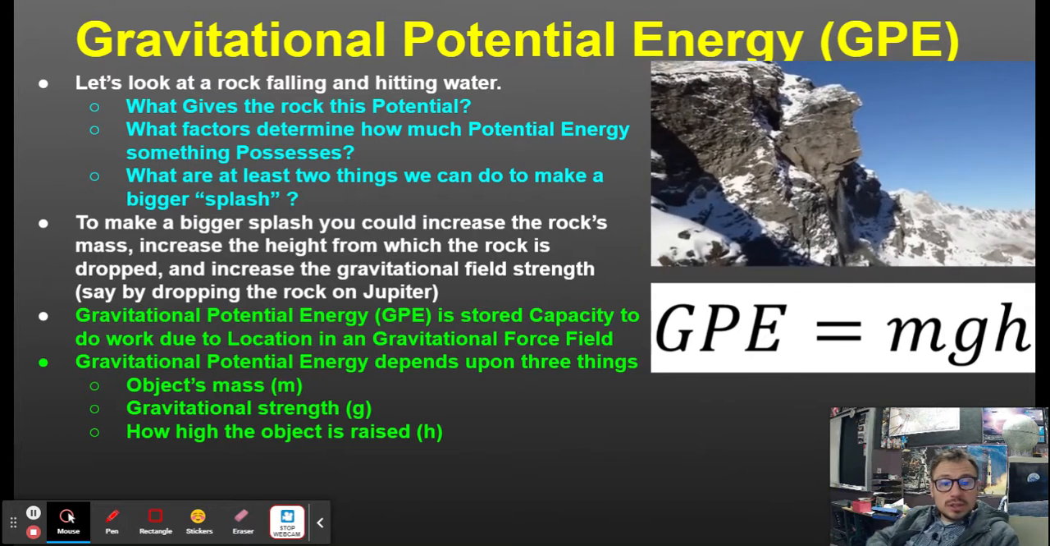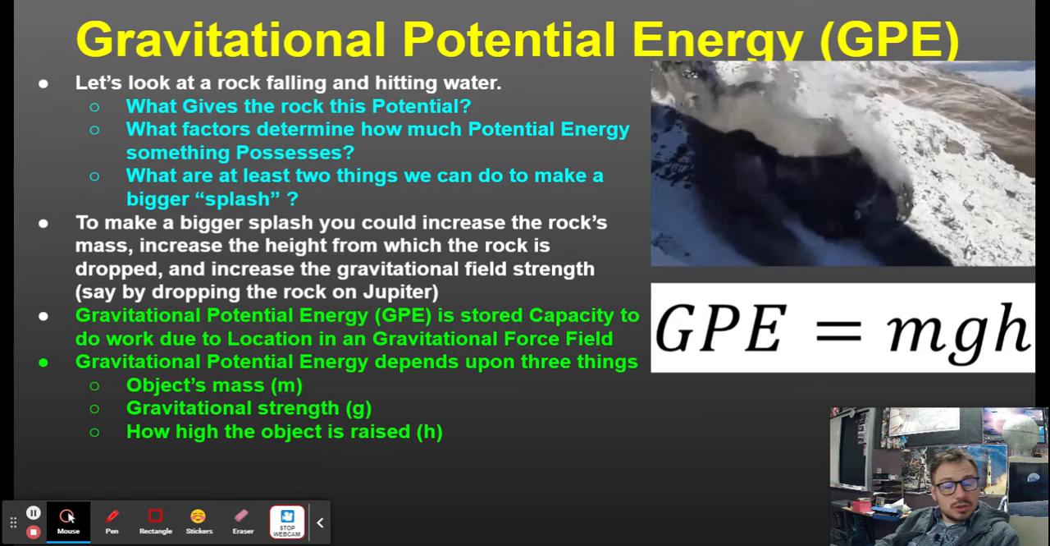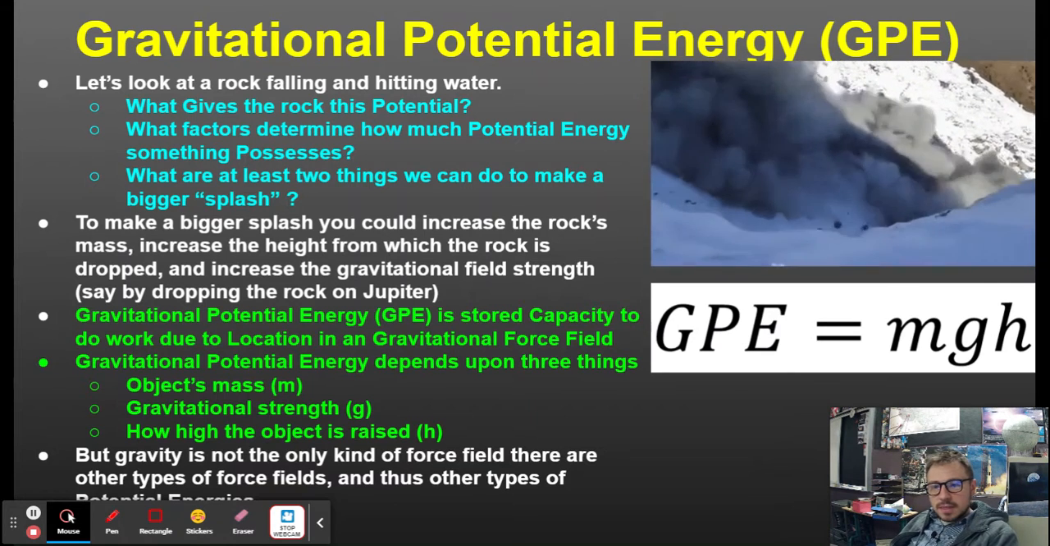Now, in this class, we're just going to use 10 meters per second squared just to keep the math nice and easy. And all you do is you multiply them all together.